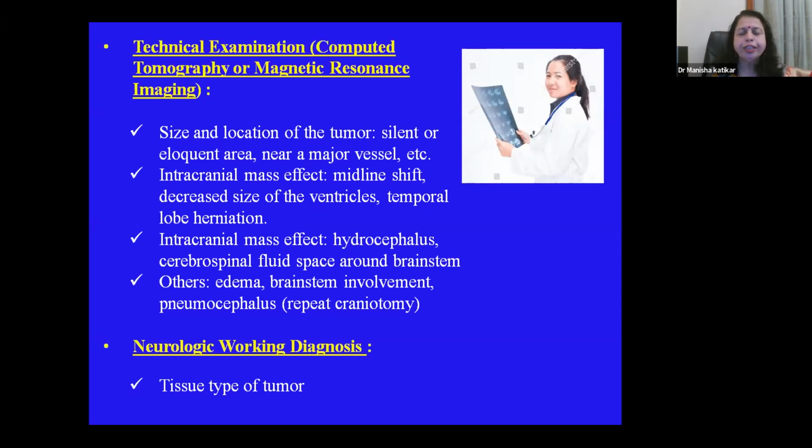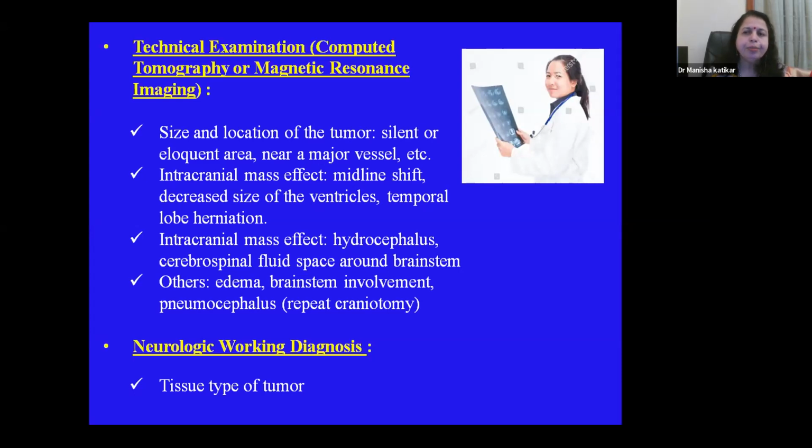What is the size of the ventricle? Is it compressed? Does the temporal lobe show signs of herniation because of increased mass effect? What about the ventricular size? Is there a hydrocephalus? Is there CSF space around the brainstem? And if it is a redo craniotomy, is there a pneumocephalus or is there brainstem involvement?